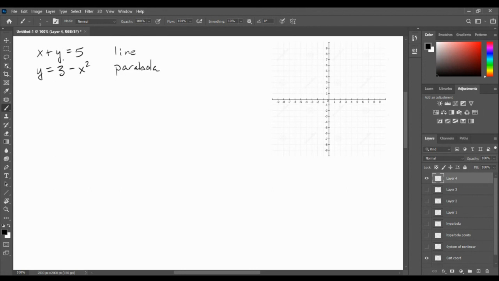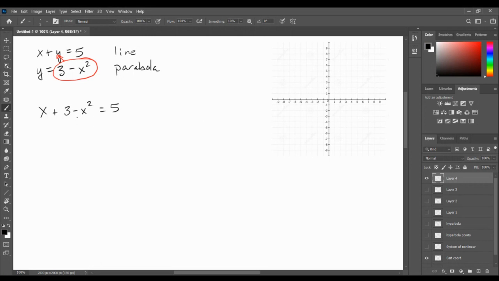Now when it comes to graphing these, parabola could look like that. The line could be up here. Line could go through 1 point. Line could go through 2 points, just like a circle. We don't know which one this is, so let's go ahead and test a little bit. Let's do some substitution, perhaps. This second term is already solved for y, so we could take all of this and substitute it in for y in the first equation. We end up with x plus 3 minus x squared equals 5.